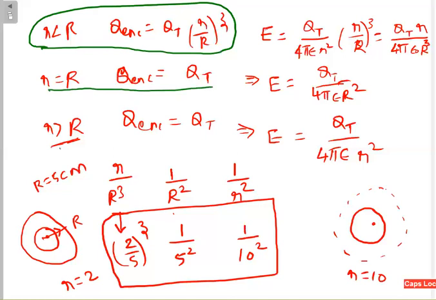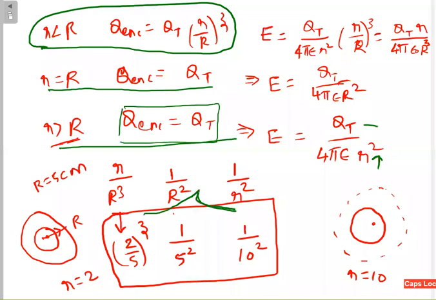If you are beyond the edge, beyond your solid, then Q enclosed is constant, but r will still increase. Since Q is constant, the field reduces from here to here. So it increases like this, then it reduces like this. This is the idea of the solid conductor.